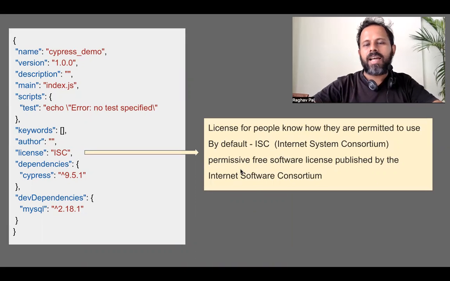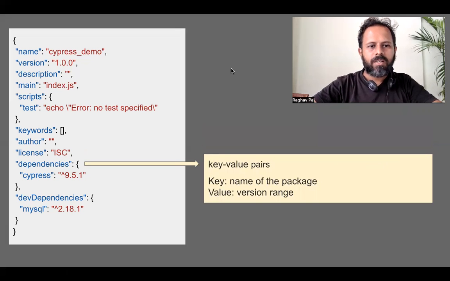Now here, this license name or information will tell people how they can use your project. Are they permitted or not? What are the limitations? By default, it is ISC, which is Internet Systems Consortium, a permissive free software license. But if your project is limited or private, you can always mention the license here. All this will be useful if you are putting your project online on the NPM registry. If you are just using your project locally, then it will not be visible to others, so that will be fine, but you should know about these different sections.